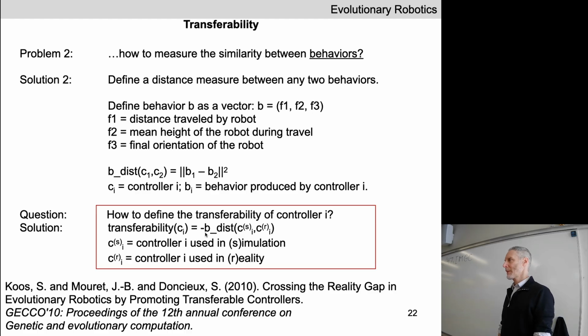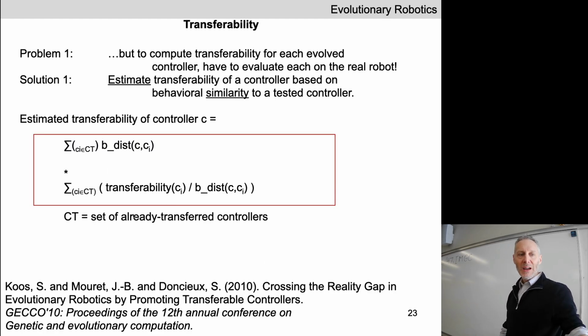That way you can maximize that number as opposed to minimize it. The higher this number is, always going to be negative now, but the higher it is, the more transferable that controller, CI, is. So far, so good? Okay. All right. Last piece. Now we can put all this together.